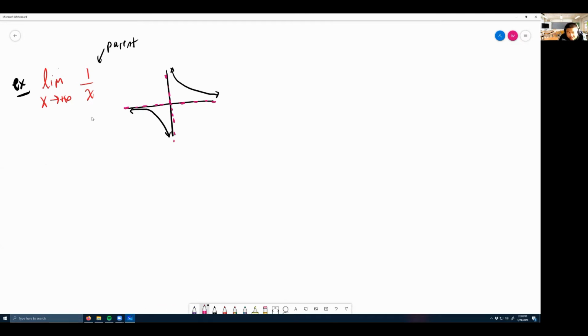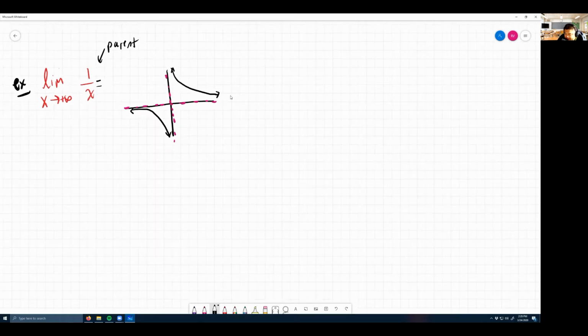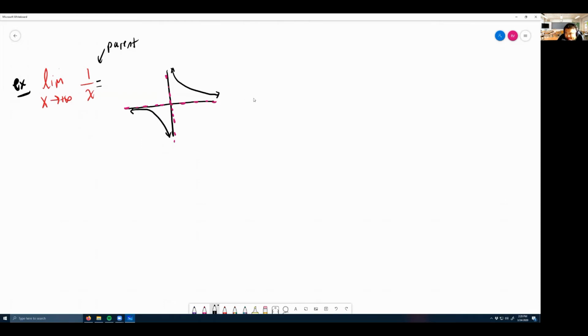Now, let's answer the question. What is the limit as x approaches positive infinity? Now, let's think about what we're doing. Positive infinity means going to the right infinitely. As we trace our finger infinitely to the right, does it appear that the function is approaching something, or does it not exist? As it goes infinitely to the right, remember there's an asymptote here. What does the function look like it's approaching?